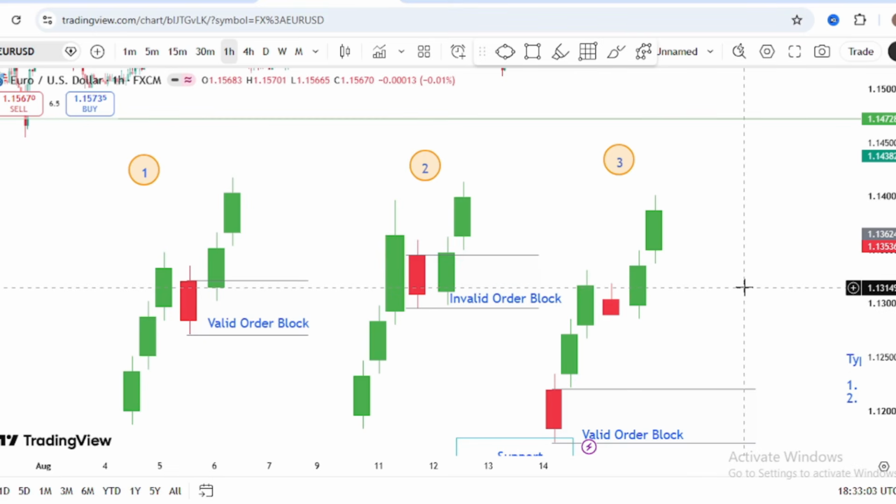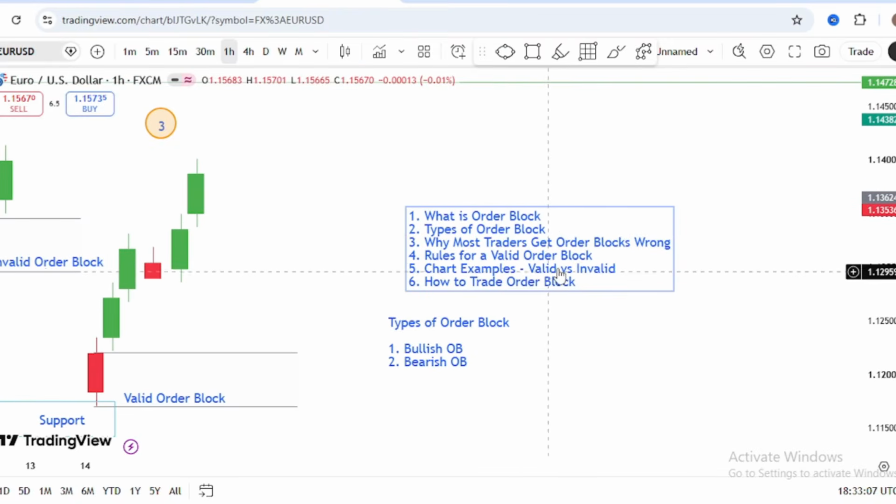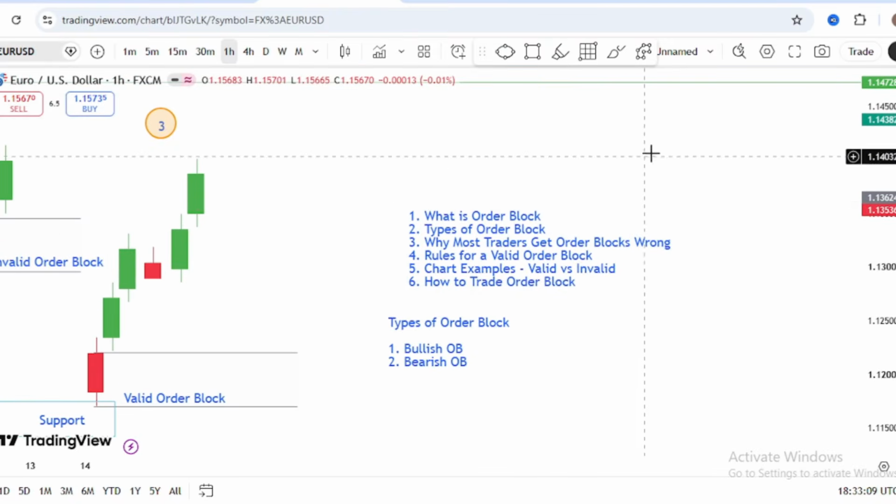These are the things we are going to cover in this video. What is an order block? Types of order block. Why most traders get order blocks wrong. Rules for a valid order block. Chart examples: valid versus invalid order block. And how to trade an order block.